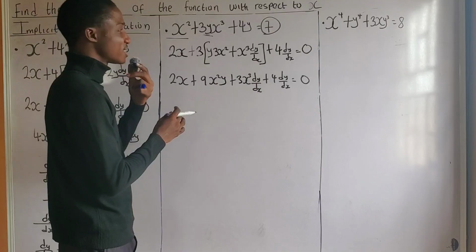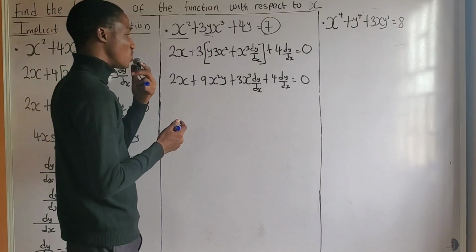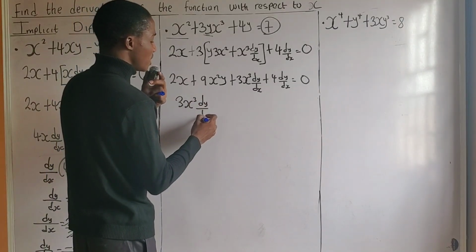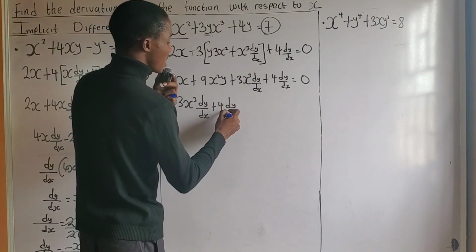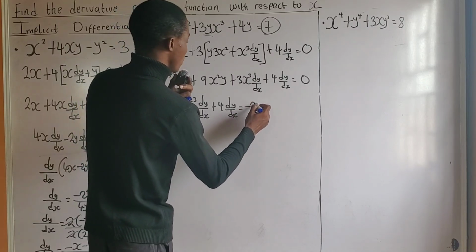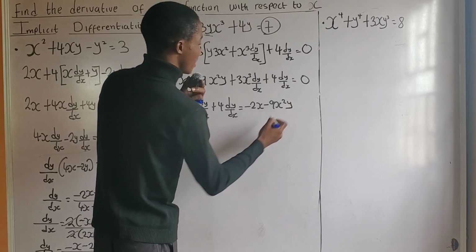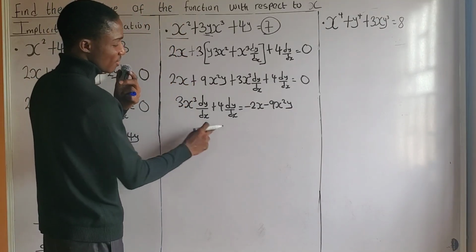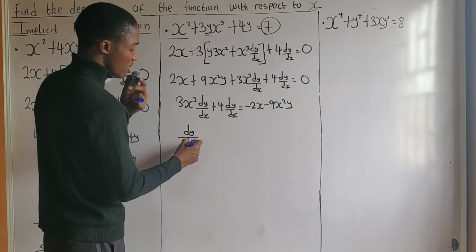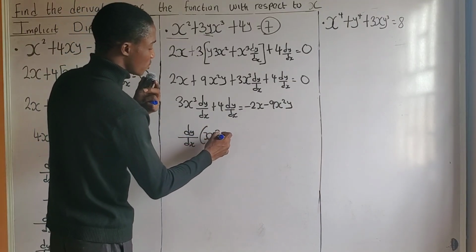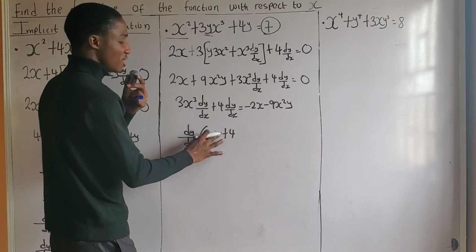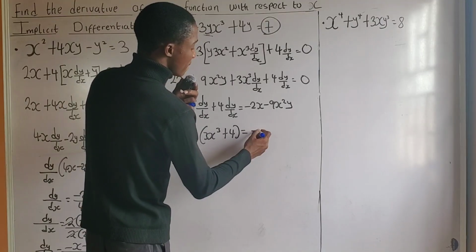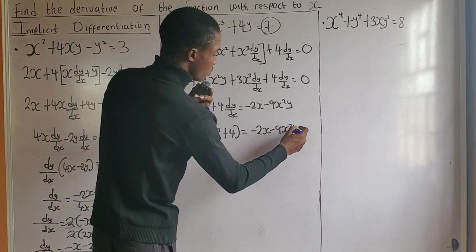Okay, having gotten to this point, the next step is that you have to separate the term that is attached to dy/dx. You have to separate them. So I'm going to have 3x raised to the power of 3 dy/dx plus 4 multiplied by dy/dx is equals to minus 2x minus 9x raised to the power of 2 y. Now, the next step is that you have to factorize dy/dx. Are you getting it? Take dy/dx out. I'm going to have dy/dx multiplied by (3x raised to the power of 3 plus 4), oh sorry, 3x raised to the power of 3 plus 4, equals to minus 2x minus 9x raised to the power of 2 y, okay?